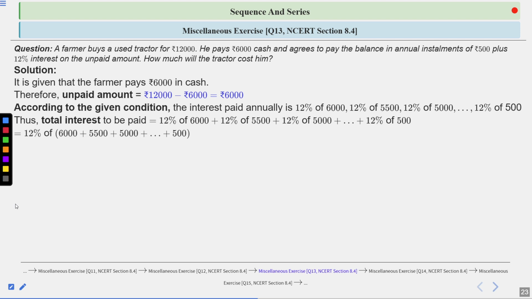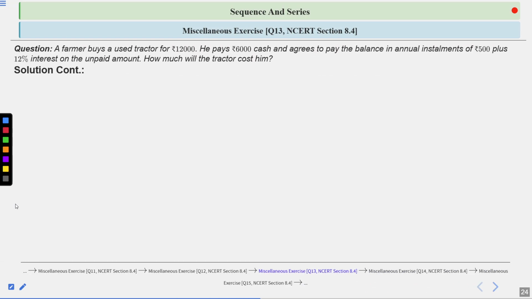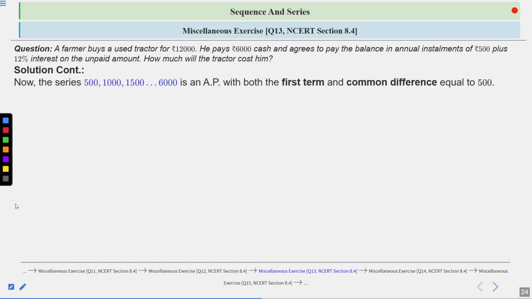Which is equal to 12% of 6,000 plus 5,500 plus 5,000 up to 500, right? Which is equal to 12% of 500 plus 1,000 plus 1,500 up to 6,000, right? Now the series 500, 1,000, 1,500 up to 6,000 is an AP with both first term and common difference equal to 500, right? Let the number of terms of the AP be n.